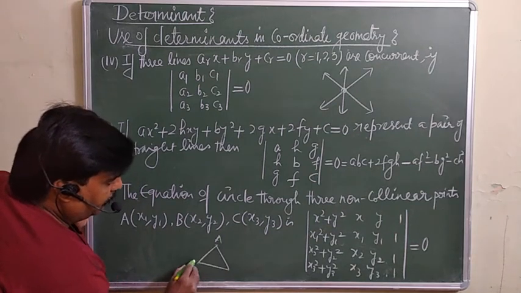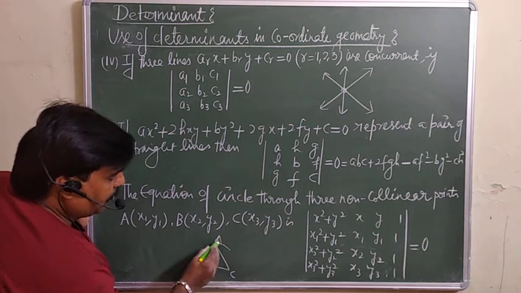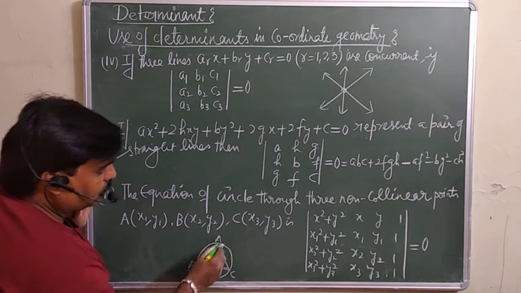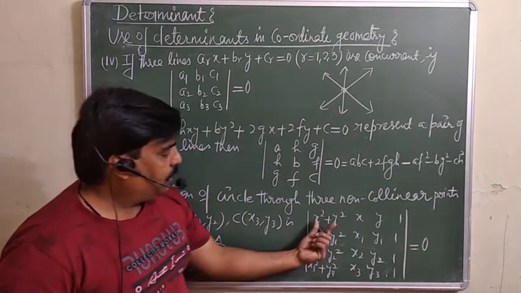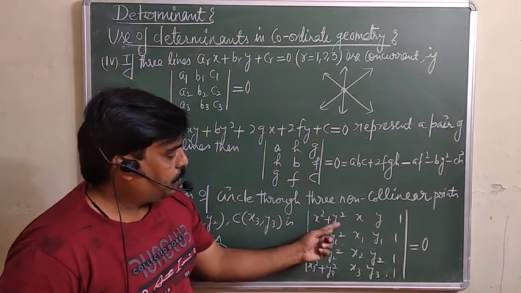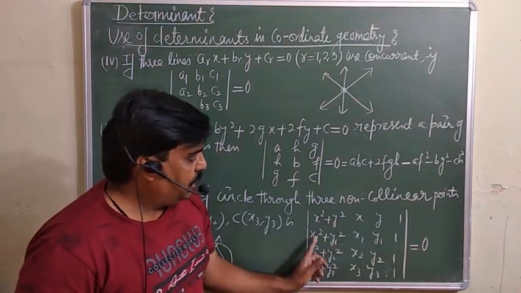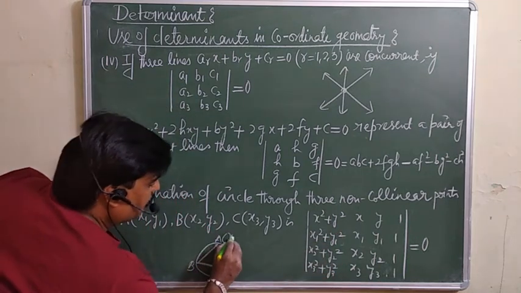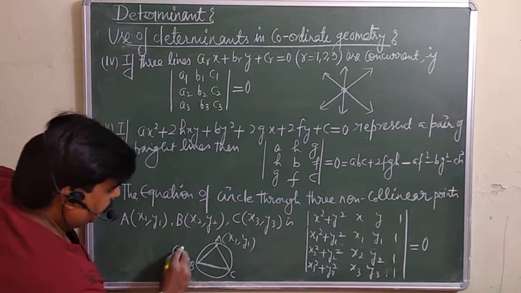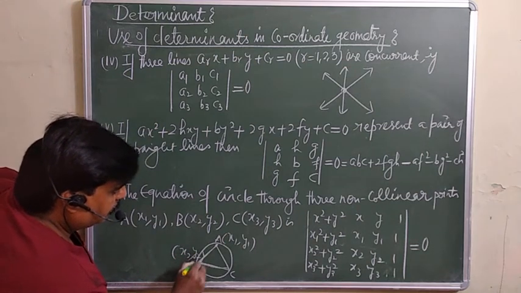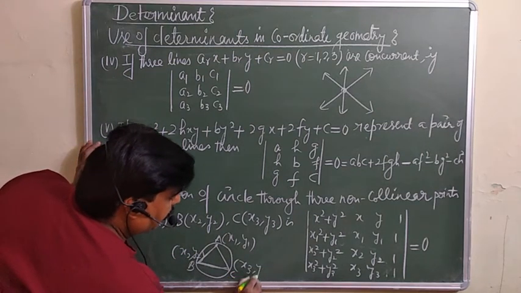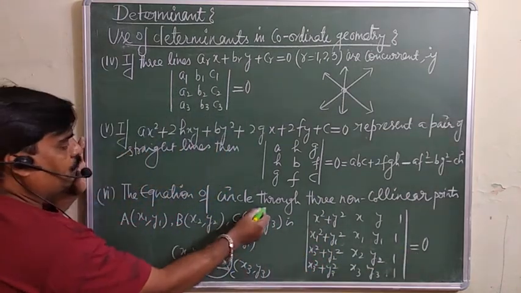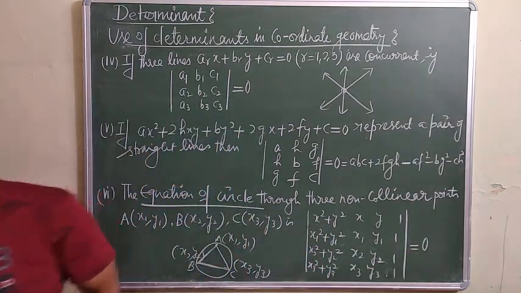This is your triangle ABC, and there is a circle passing through these vertices, and we want to know the equation of this circle. You can find it by using this determinant: x square plus y square, x, y, 1, x1 square plus y1 square, where these are the coordinates: x1 y1, x2 y2, x3 y3. You can put the values here and solve it equal to 0. You will get the equation of the circle. Have a look.